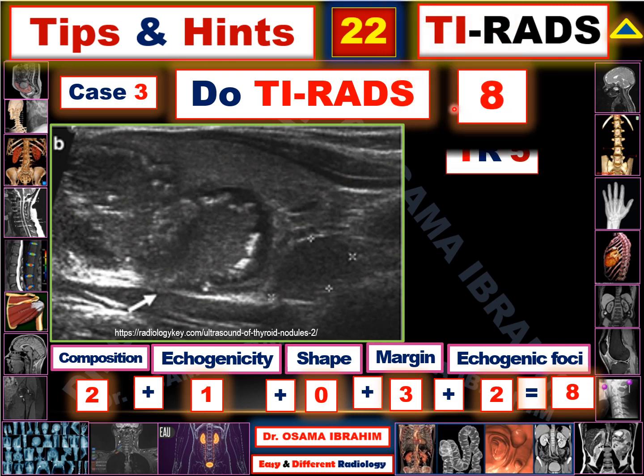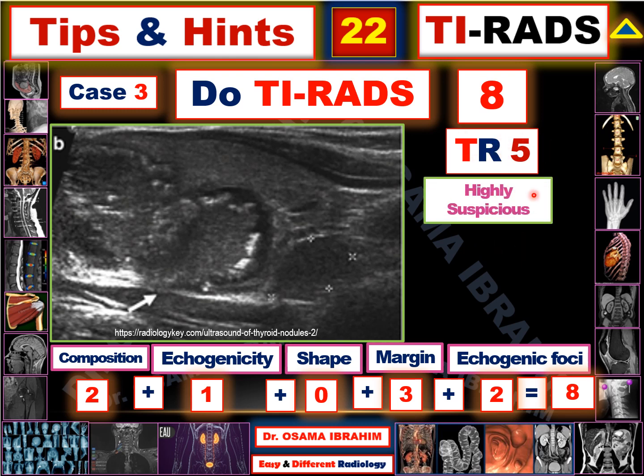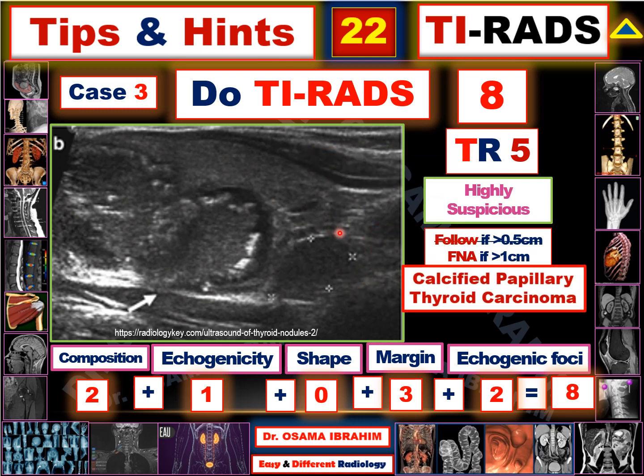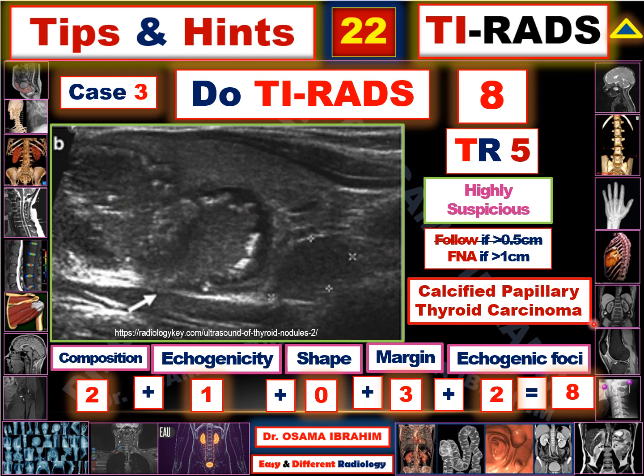The final score of 8 is considered TI-RADS 5, because TI-RADS 5 starts from 7 plus. And this TI-RADS 5 is highly suspicious for malignancy. If you look closely at that case, there are also enlarged lymph nodes in the regional area of the thyroid gland. So all these features make the possibility of malignancy high, and fine needle aspiration should be considered because the nodule is more than 1 centimeter, and after fine needle aspiration it was confirmed to be calcified papillary thyroid carcinoma. So TI-RADS can help in differentiating suspected malignant nodules in the thyroid gland from the benign possibility.